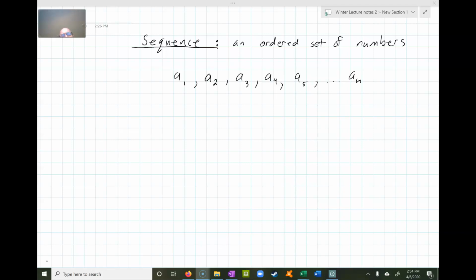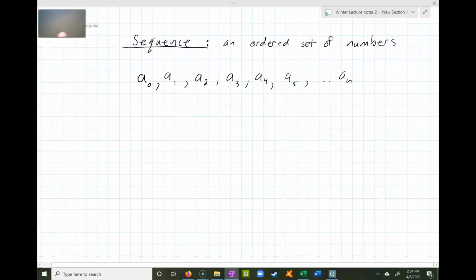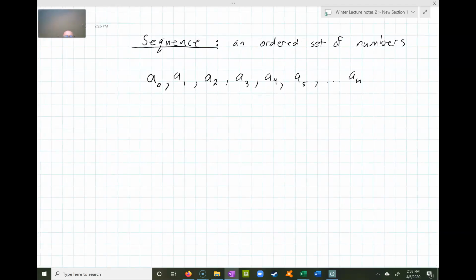Now, sometimes you can start a sequence with a sub 1. Sometimes you can start with the initial term, which would be a sub 0. And that has to be defined by whoever is defining the sequence.